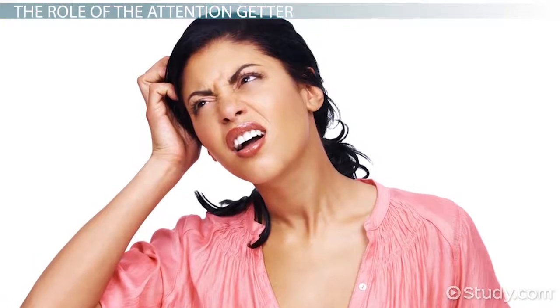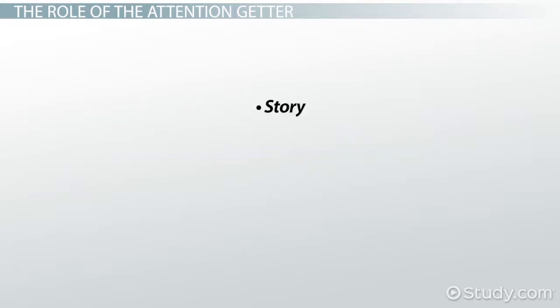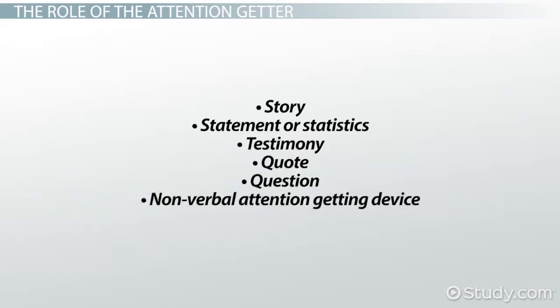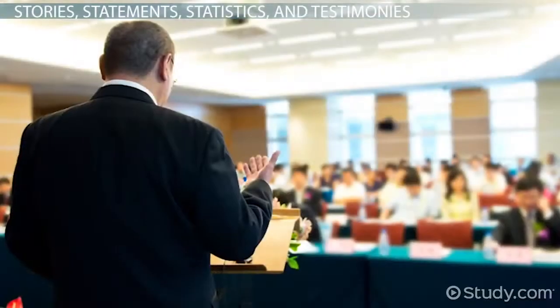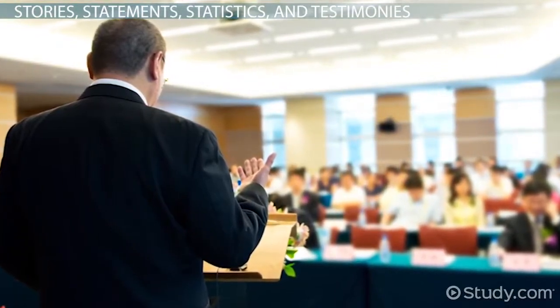Now that you understand the role of the attention getter, how do you go about getting the audience's attention? There are many types of attention getters that you can use. You can tell a story, make a shocking statement, or talk about shocking statistics, use testimony from someone that is connected to the topic of the speech, cite an interesting quote that relates to the topic, ask the audience a question, or use a nonverbal attention-getting device. Stories, statements, statistics, and testimonies are all good attention-getting devices.